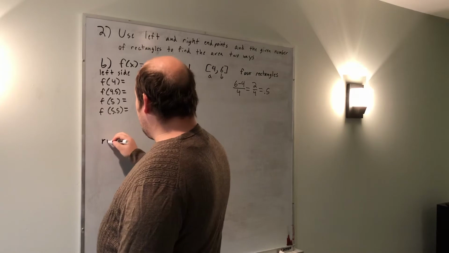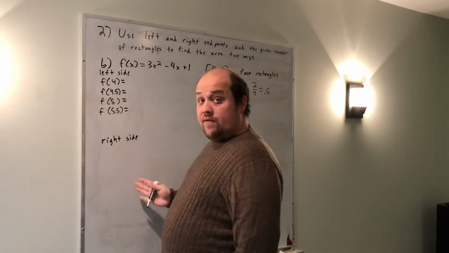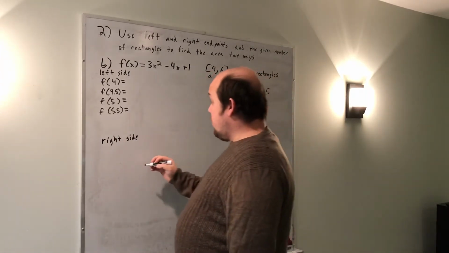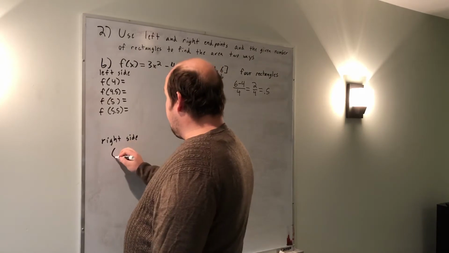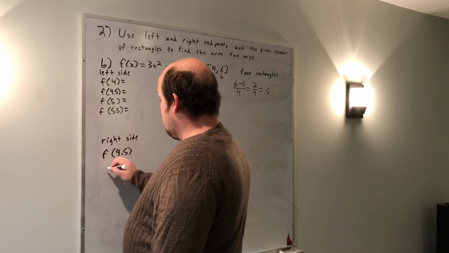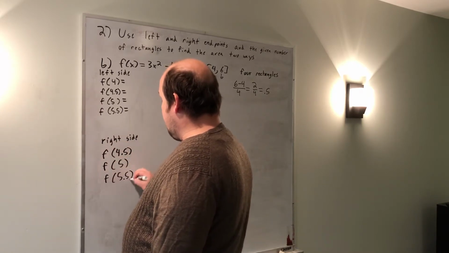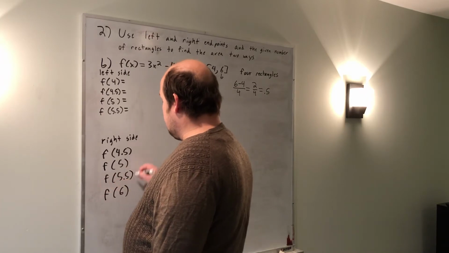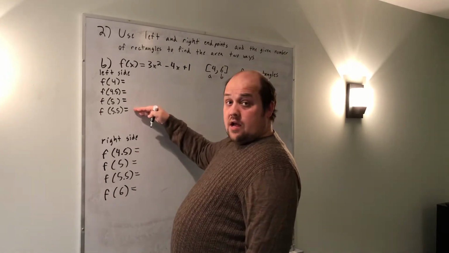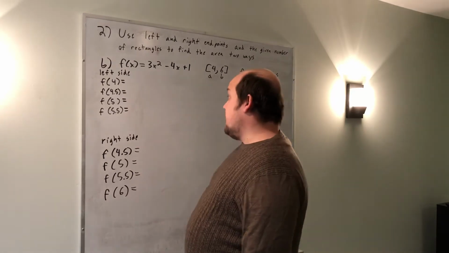When I go to do my right side, I'm going to start 0.5 beyond my left end point. So here I'm going to start at 4 plus 0.5, or 4.5. Then I'm going to find f of 5, f of 5.5, and finally f of 6. When I add all these together, I'll get my left-sided value. When I add all these together, I'll get my right-sided value.